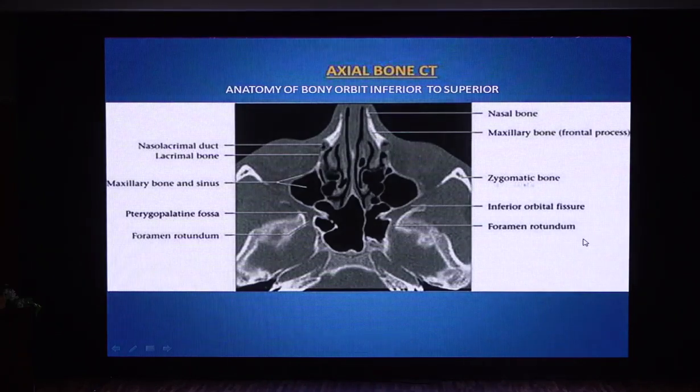In CT, we have the bone window and the soft tissue window. Now we'll proceed to the axial bone window. So this will show the anatomy of the bony orbit inferiorly to superiorly. So inferiorly, we can see the nasal bone, the maxillary bone, the zygomatic bone, the inferior orbital fissure, foramen rotundum, pterygopalatine fossa, maxillary bone and sinus, the lacrimal bone, and the nasolacrimal duct.